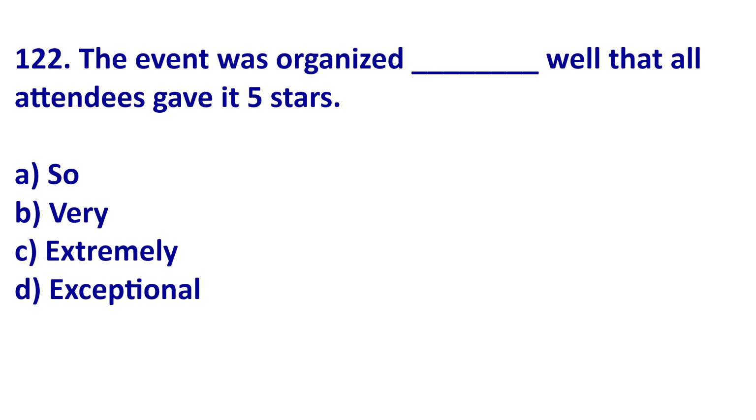Let's look at another example. The event was blank organized well that all attendees gave it 5 stars? Well, I see it says that all attendees gave it 5 stars. So here the answer is so, because we're using that formula. He is so tall that he can slam dunk. The event was organized so well that all attendees gave it 5 stars. So here the answer is so.